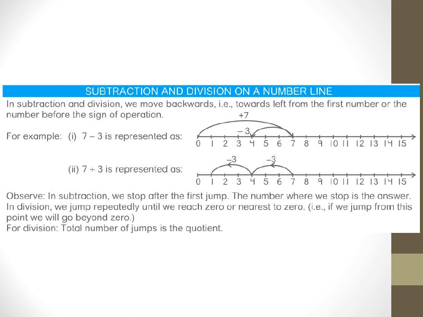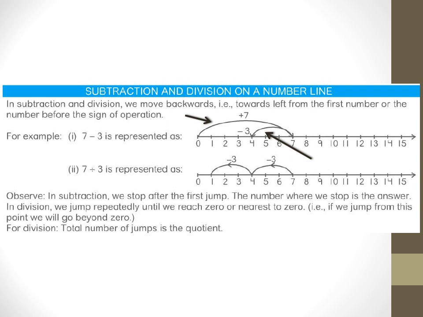For example, 7 minus 3 is represented as, first of all we are going from 0 to 7, then we are moving 3 steps backwards to reach 4. So 7 minus 3 equal to 4 will be represented like this on the number line.